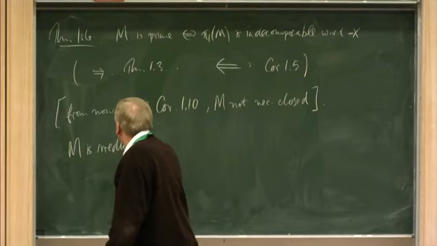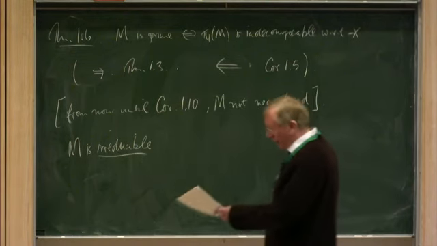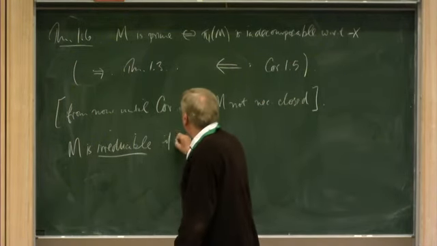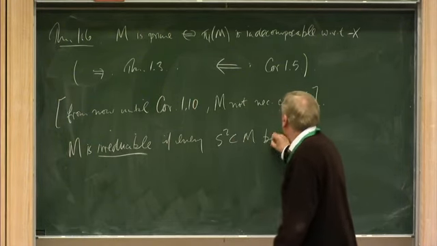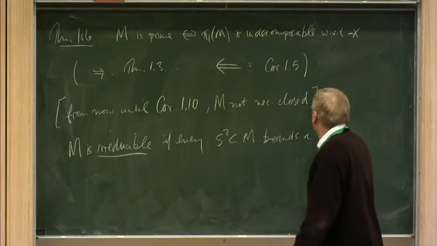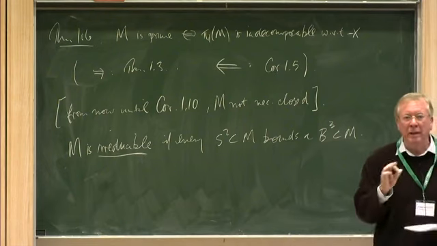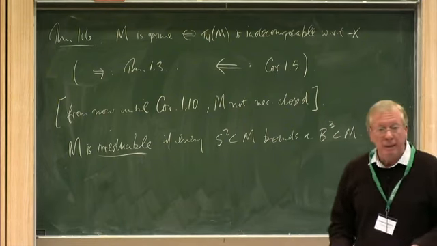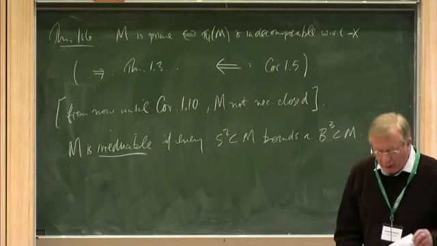So there's another concept very closely related to primality called irreducibility. You say M is irreducible if every 2-sphere in M bounds a 3-ball in M. And actually, this was the concept that Kneser used. He didn't talk about primality. He actually talked about irreducibility, which is very interesting.